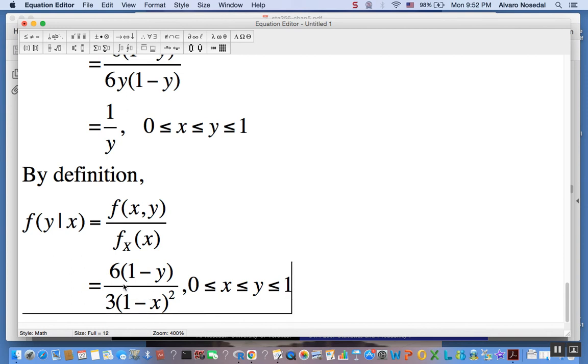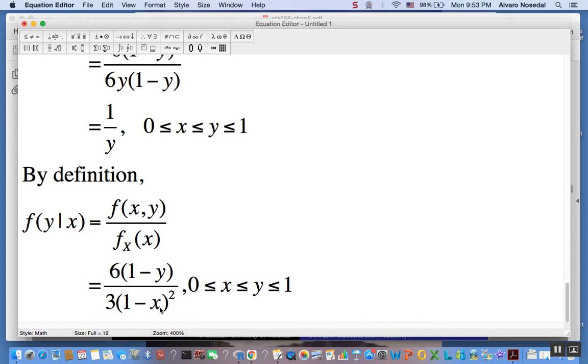So in that case, it's not so easy to check that this guy is a legit probability density function. But what you have to see is also that this interval here depends on x. So for instance, if x equals 1/2, then y lives in the interval 1/2 to 1, and this is going to change accordingly. Make sense? Yeah? Okay.